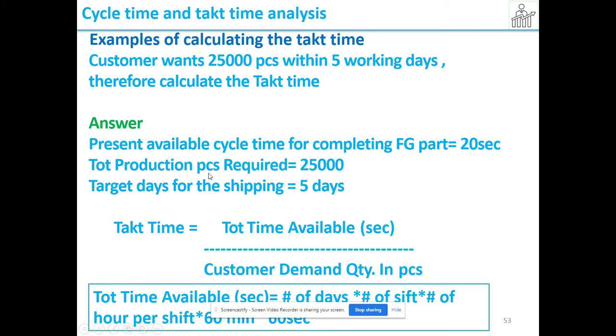So total production pieces required is 25,000. That is the customer requirement. And the target days for shipping is 5 days. So 5 days is the time available to us. Therefore, let us calculate the takt time. Takt time is equal to total time available in seconds divided by customer demand in quantity.